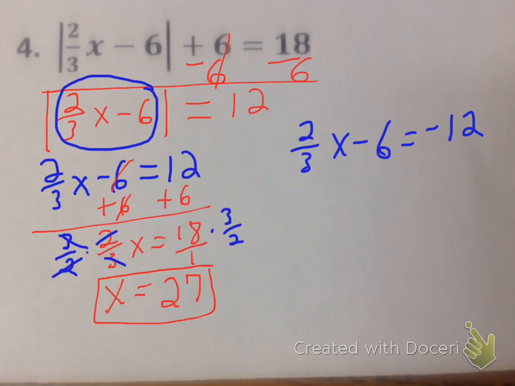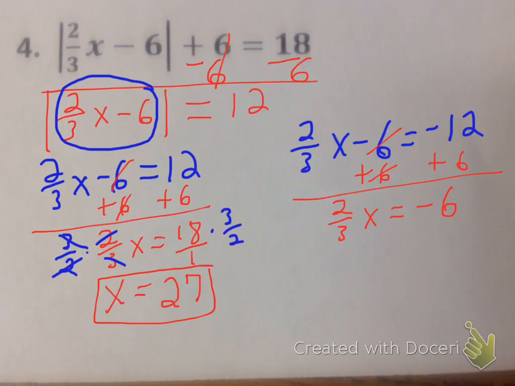Then we'll do the same thing on the other side. Solve, so I'm going to say plus 6 and plus 6. The 6 and the negative 6 cancel. So that leaves us with 2/3 x equals negative 12 and a positive 6. Opposite signs we subtract. That gives us negative 6.